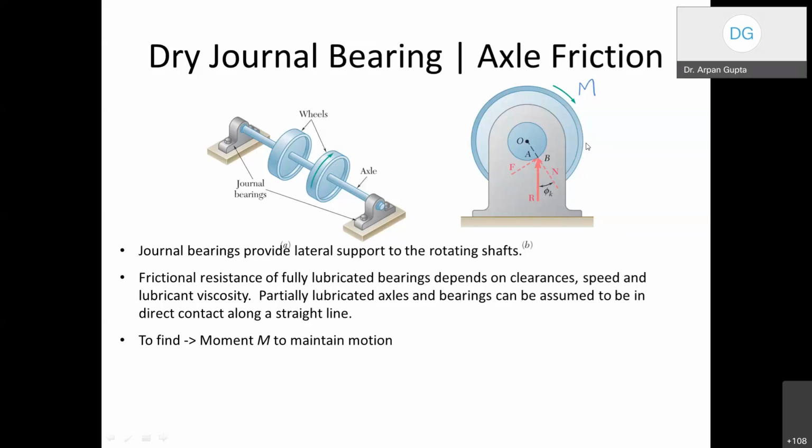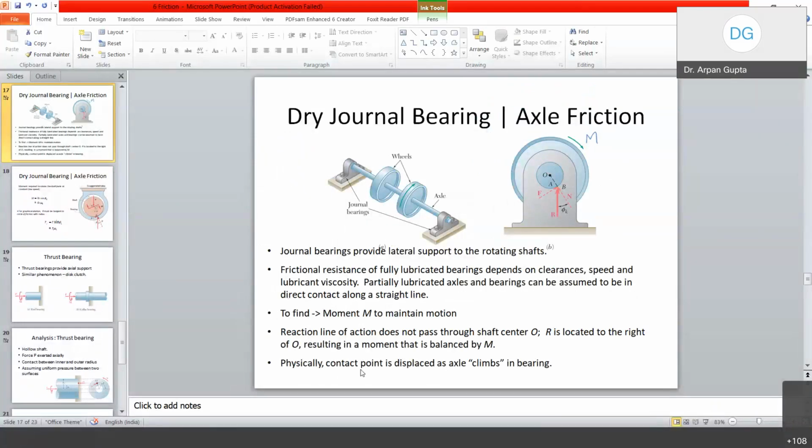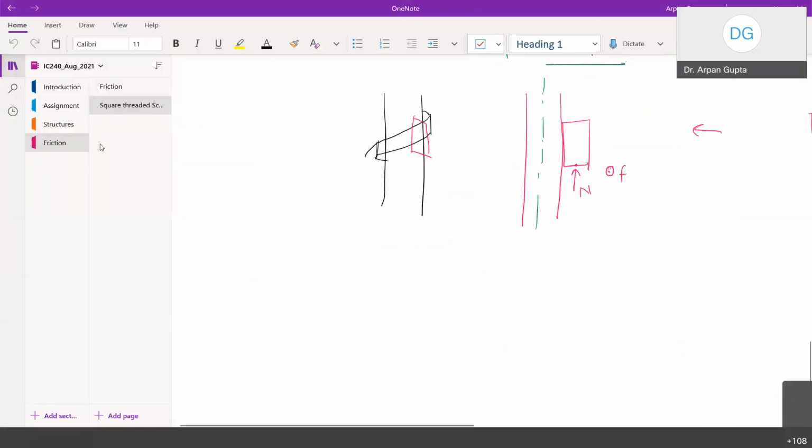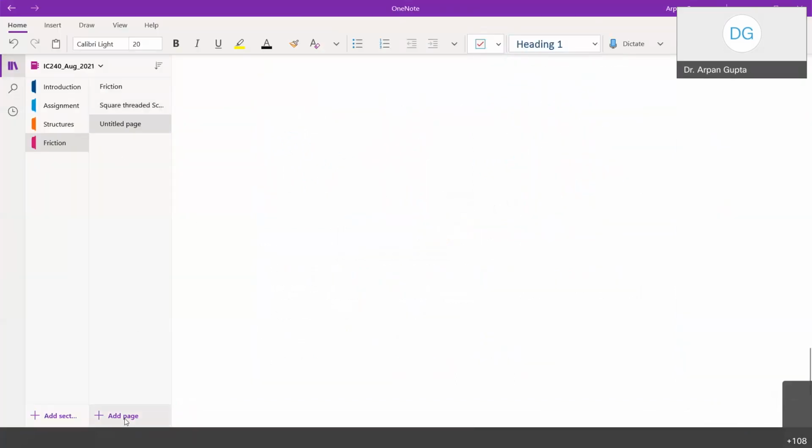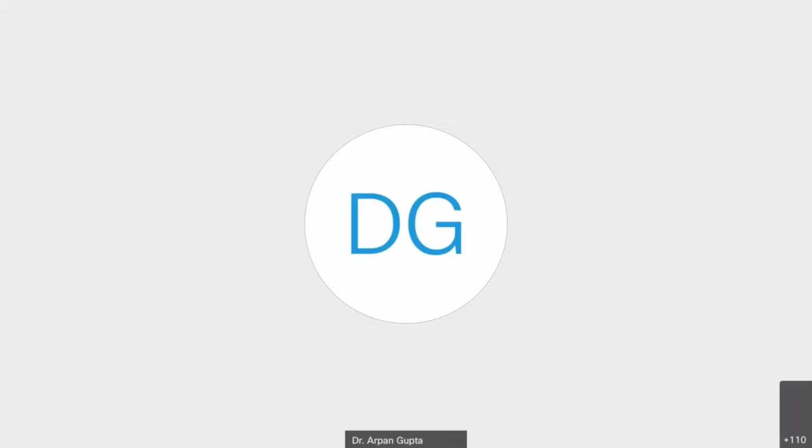Okay, now let us say, maybe I'll go to the OneNote application. Okay, can you see the OneNote? Yes, sir. Now it's gone. Yeah, I'm sharing again.